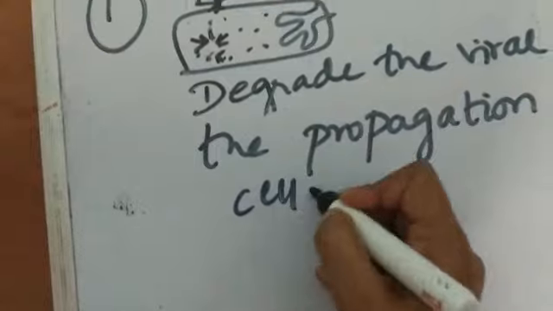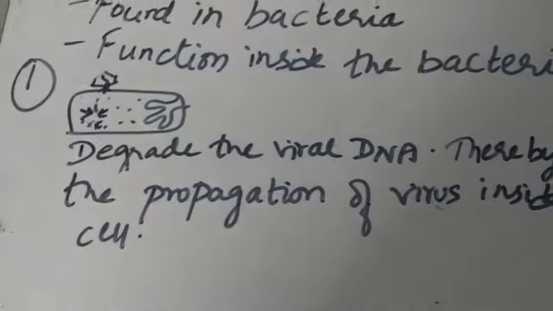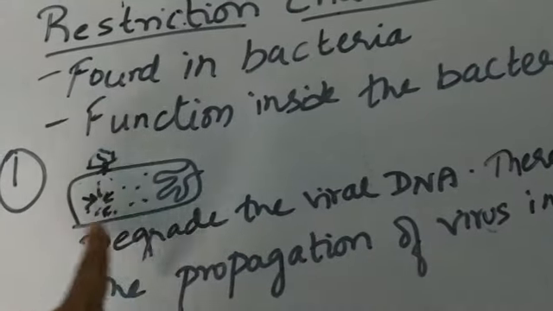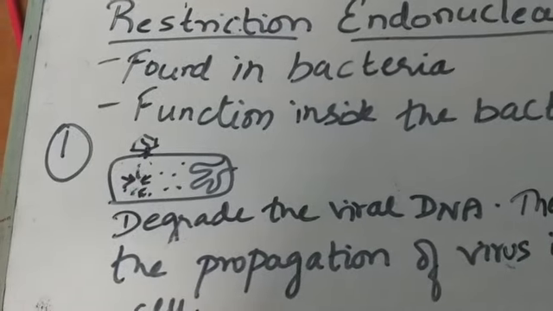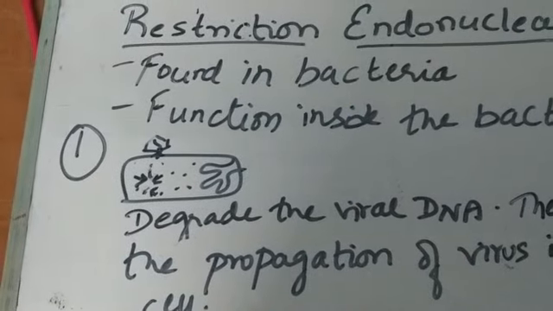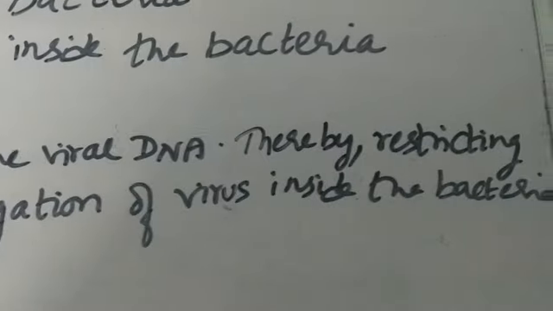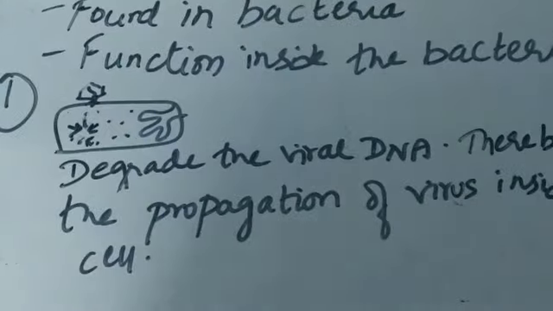Inside the bacterial cell. So this is a fantastic function of the restriction enzyme. The bacterial cell is able to protect itself from the virus, and what is happening is that it is able to restrict the propagation of the virus inside the bacterial cell.